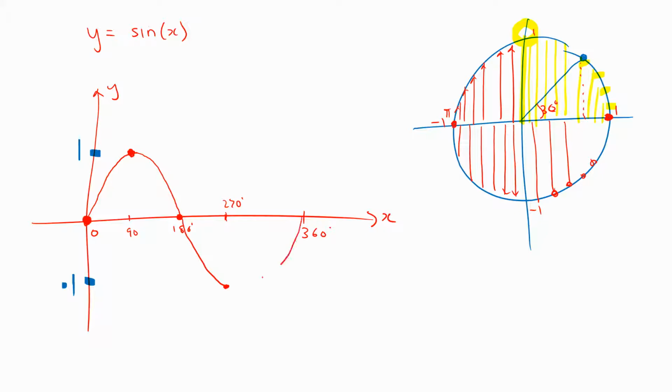So this graph here that I just roughly drew, this is the sine graph. Sine of x graph, that's 1 revolution. Okay, this is the 1 revolution, 0 to 360 degrees.